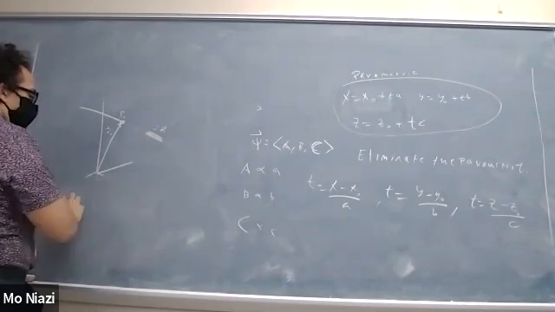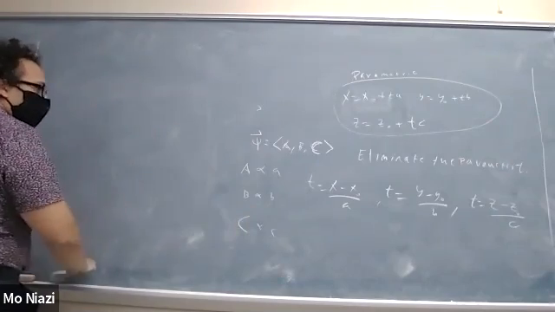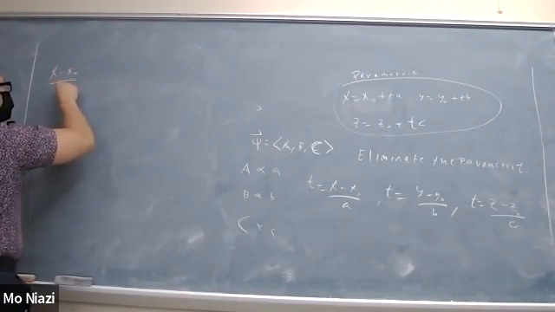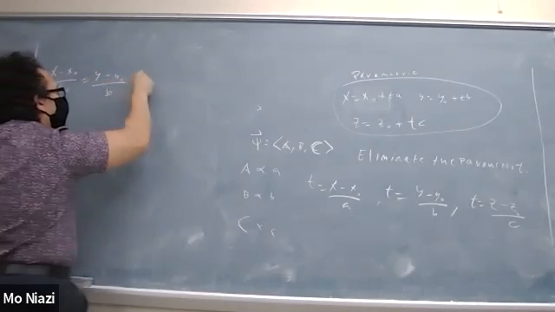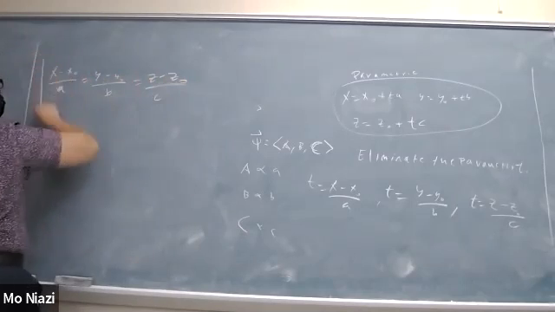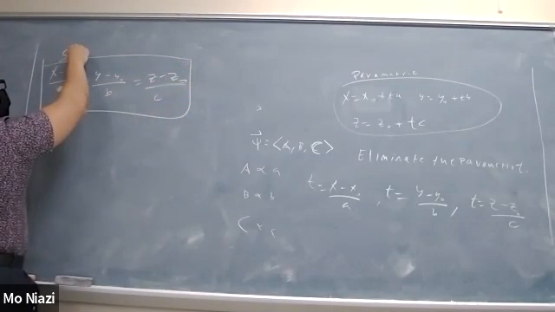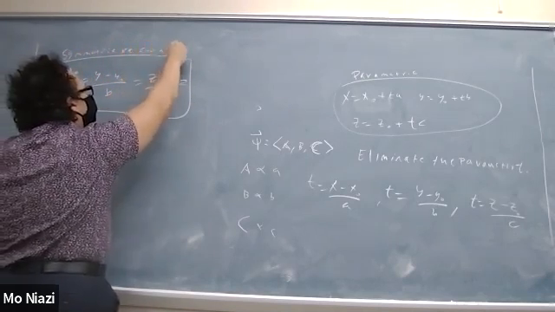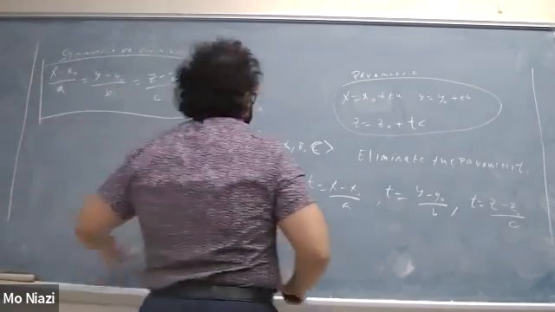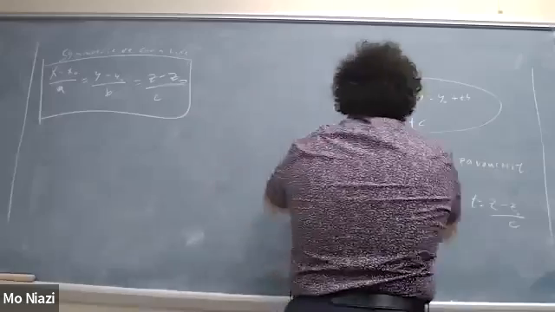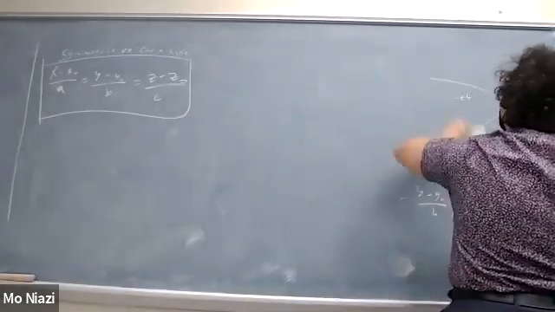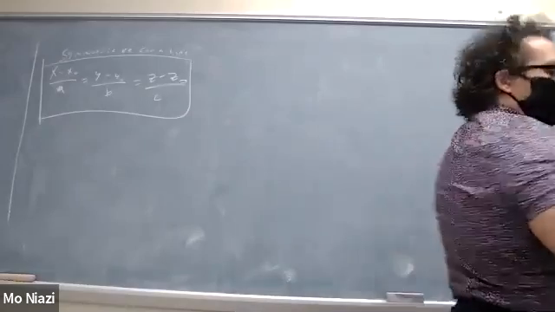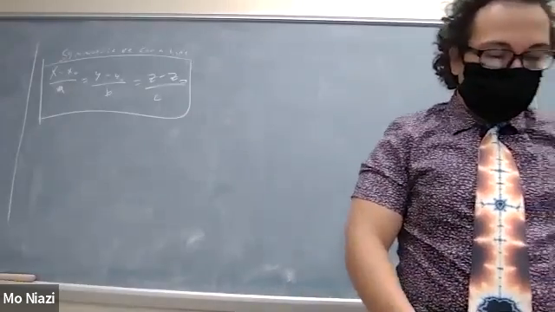So this representation right there is typically called the symmetric equations of a line. Those are the parametric, those are the symmetric. We have a vector equation for a line, and we have a parametric equation for a line. Okay?